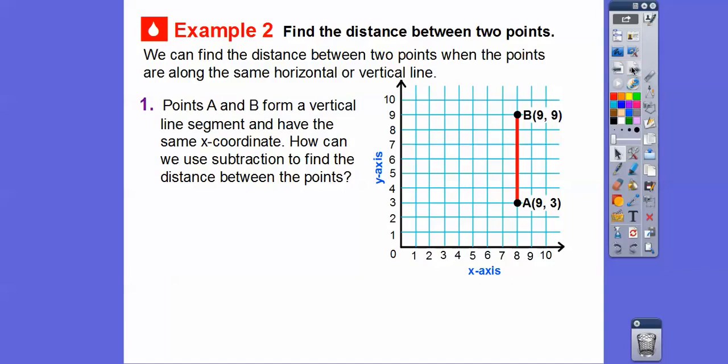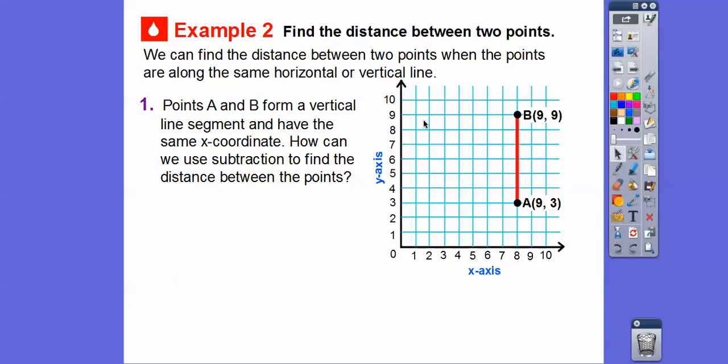So points A and B form a vertical line segment that have the same x coordinate. Can you see they have the same x coordinate? In this case, they're 9s. Remember, x is our first number right here. So how can we use subtraction to find the distance between these 2 points?